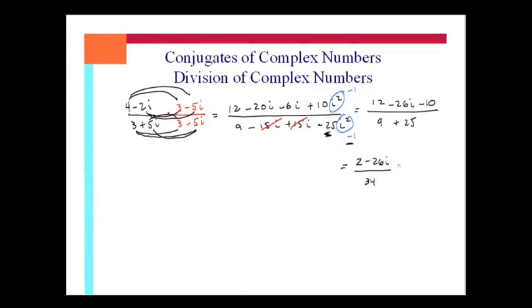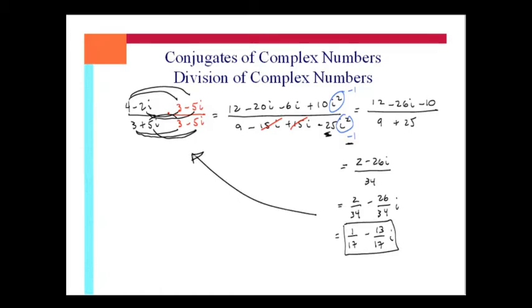We'll want to split this up, so we get then 2 over 34 minus 26 over 34i. And since these fractions can be simplified, we'll write 1 over 17 minus 13 over 17i. That's the division of these two complex numbers here.